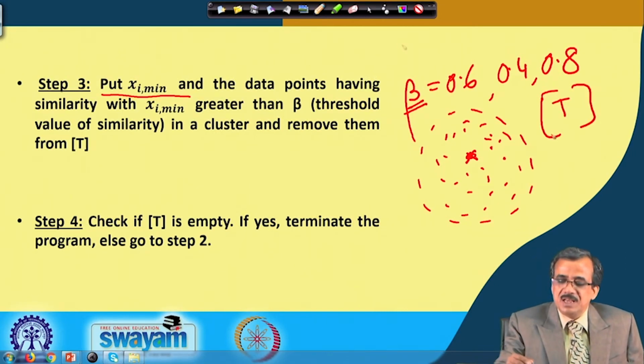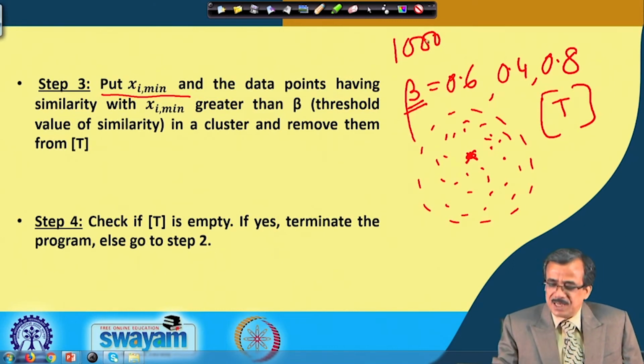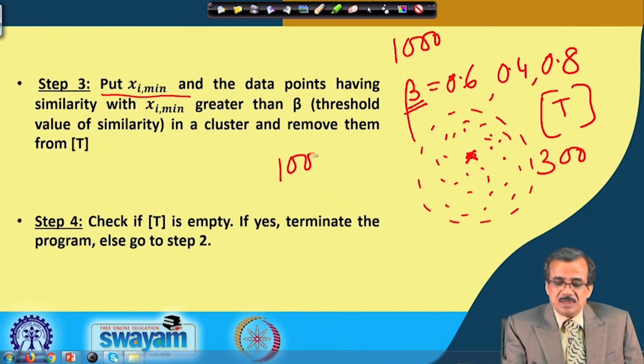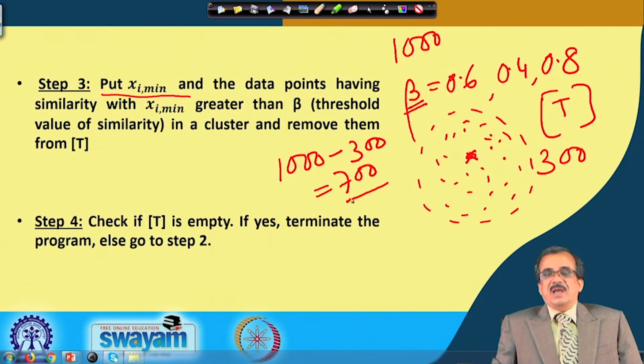Supposing that initially I had say 1000 data points, and in the first cluster, say 300 data points are entering. So, I have 1000 minus 300, that is 700 data points remaining, and with the help of these remaining 700 data points I will try to form the second cluster, third cluster and so on.